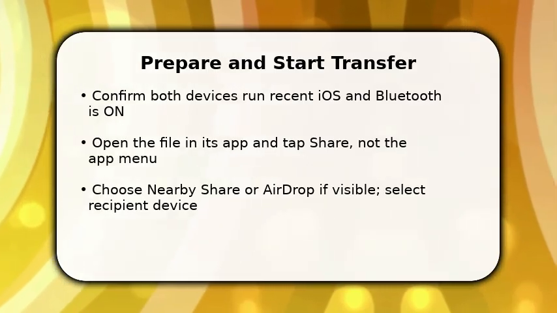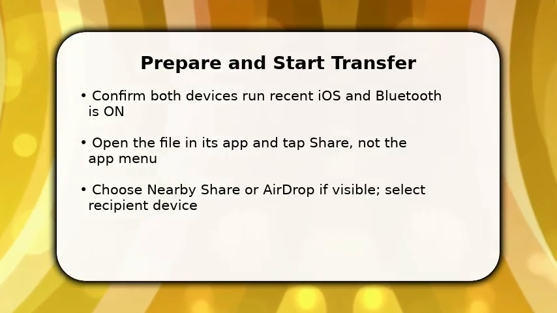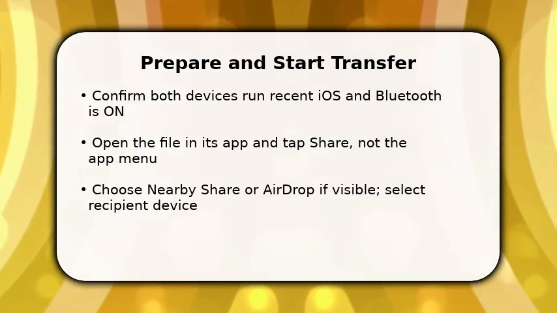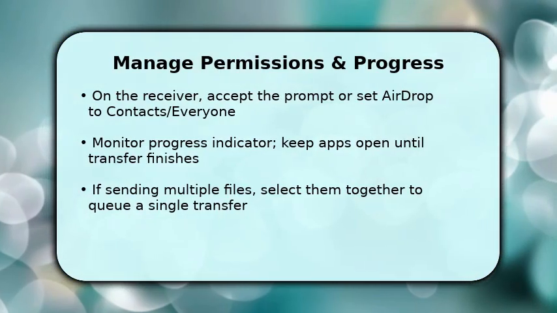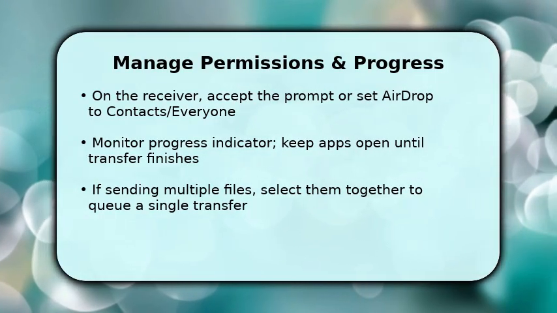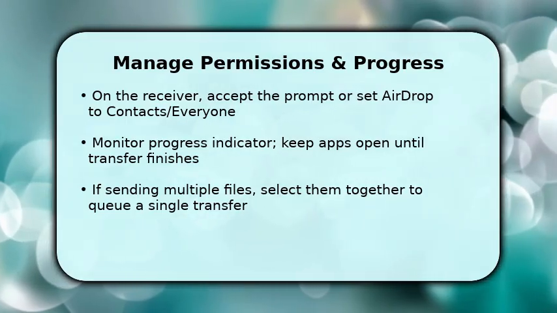You do this now because initiating a visible transfer prompts the receiving iPhone to appear and accept immediately. Once you tap the recipient, the other iPhone shows an accept prompt. You must accept to start. Make sure AirDrop visibility is contacts only or everyone as needed, because privacy settings block unknown devices.